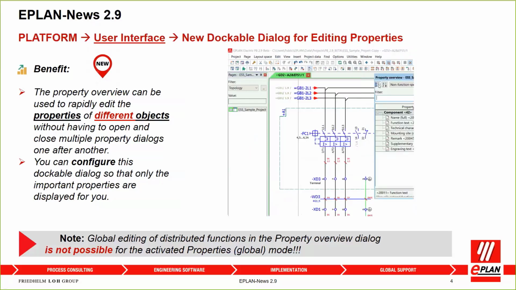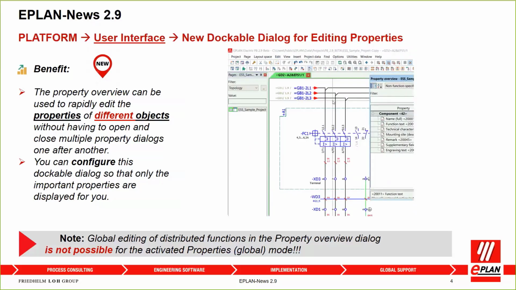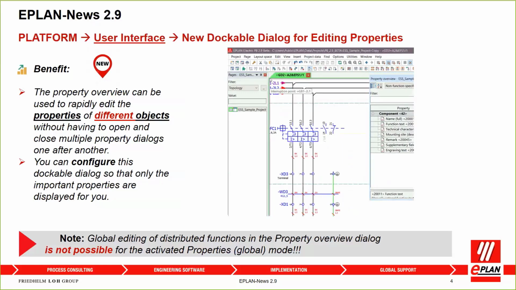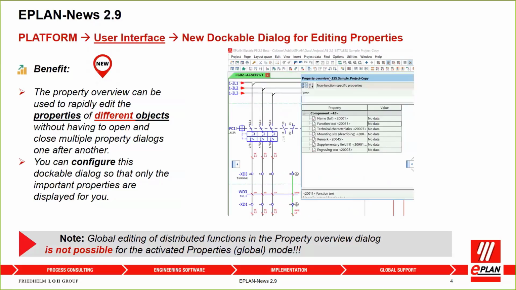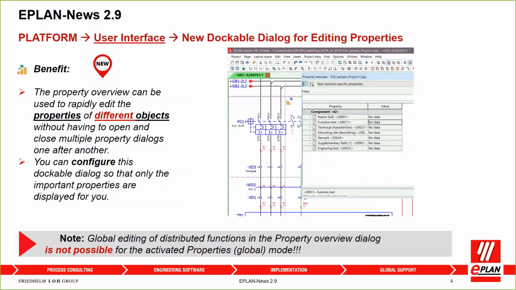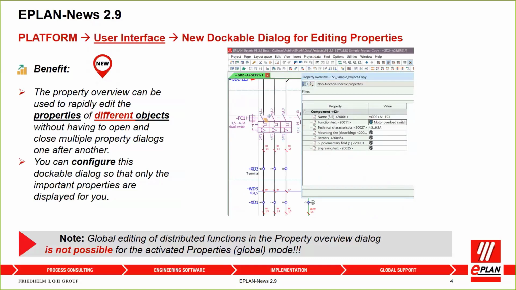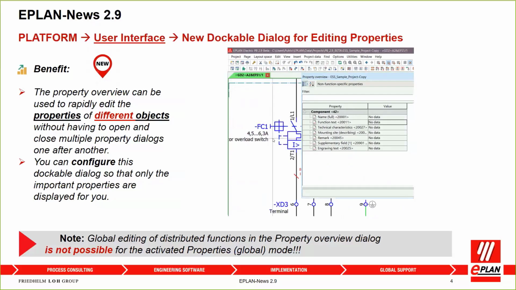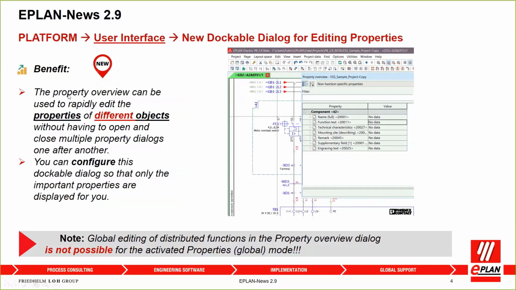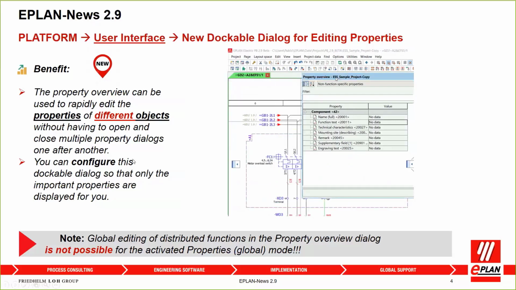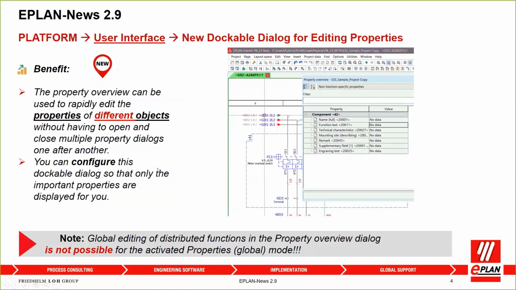This property overview works for multiple selections. You can use it on text, on components, segments, and graphical elements. It works from the graphical editor and the device navigator. This feature allows a much more efficient way of editing different devices. You can configure this dockable dialog so that only the important properties are available.